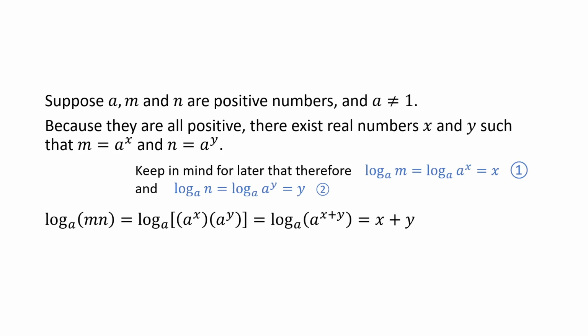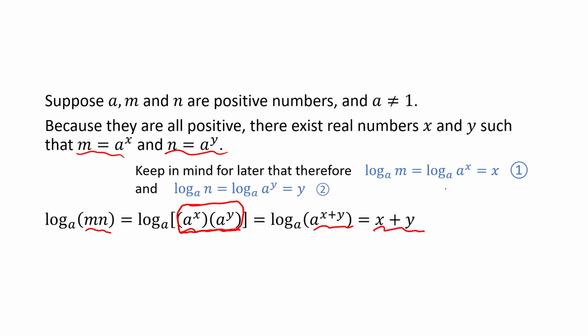Okay? Now, moving forward, we could say the log base a of m times n is equal to the log base a of a to the x times a to the y, because m is a to the x, n is a to the y. And we know that this expression from our laws of exponents is the same as a to the x plus y. So we have log base a of a to the x plus y. But the whole discussion on that first slide before we started was that this log base a of a to the exponent would just equal the exponent. So it just equals x plus y.